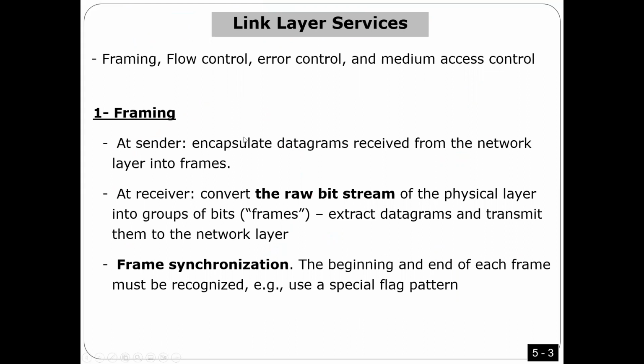Okay. So here at the sender side, we encapsulate datagrams received from the network into frames. At the receiver side, you have to convert the raw bit stream. The word raw here means there is no structure, just a stream of bits. It's not divided into packets or frames and so on. We are going to create frames out of this stream of bits at the physical layer. So you have to create a group of bits. We call it a frame.